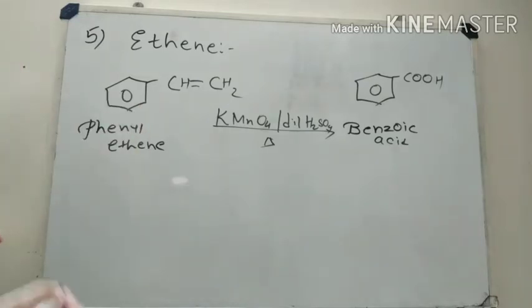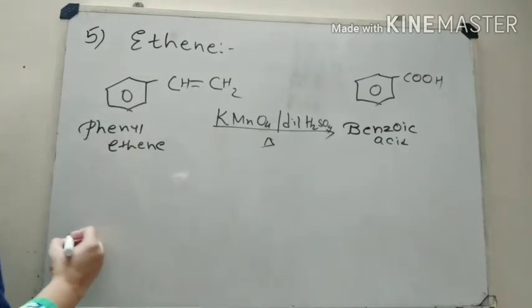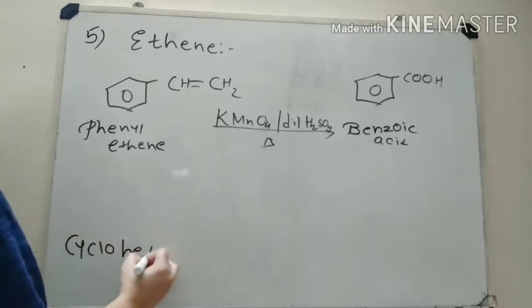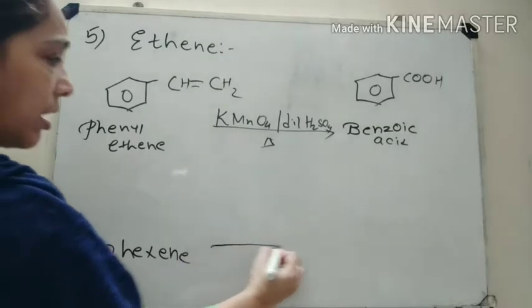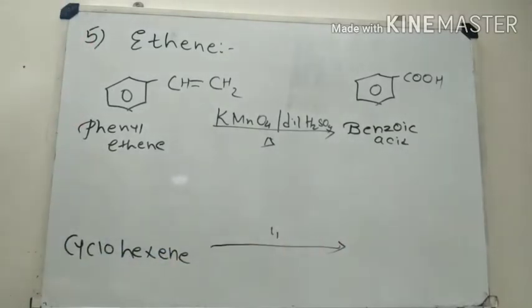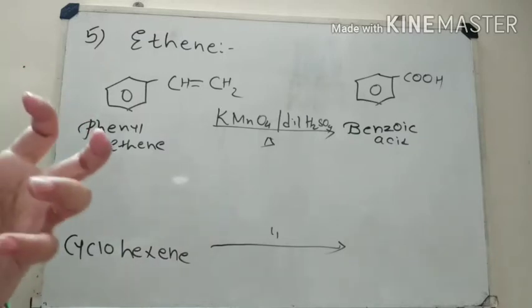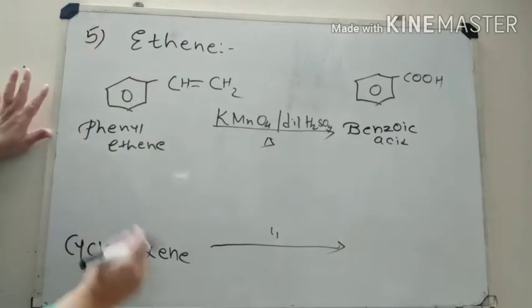Now suppose for the second example they ask what happens if cyclohexane undergoes oxidation. This question is asked. Then what is the cyclohexane structure? Cyclo means obviously there is a hexane.